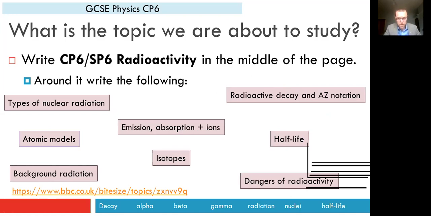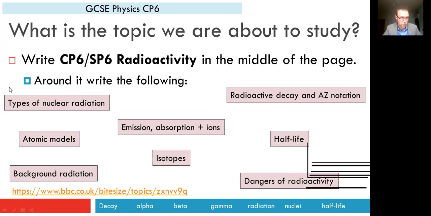When you've done that, I would like you to go on BBC Bitesize. The link is below, so you can just write that down and copy it into your browser. And I would like you to try to find out some information about each of these headings. I'm going to tell you briefly the kinds of information I'd like you to find out. You can, of course, find out more, but this is what I'd like you to try and find.